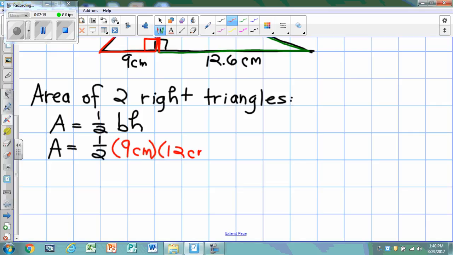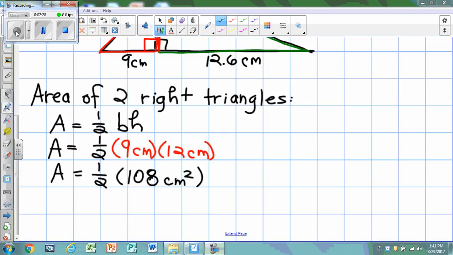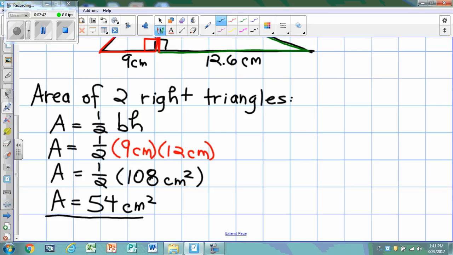12 centimeters. Okay, so what is 9 times 12 centimeters? Go ahead and use your calculator. When we multiplied 9 centimeters times 12 centimeters, we got 108 centimeters squared. So tell me, what is half of that again? 54 centimeters squared. Great job. Exactly. We have to put a box around it.